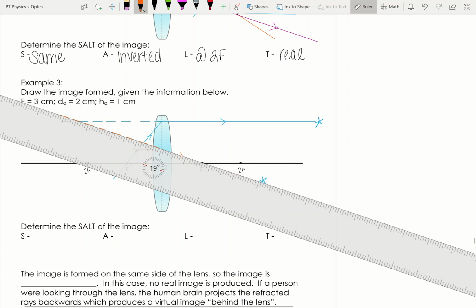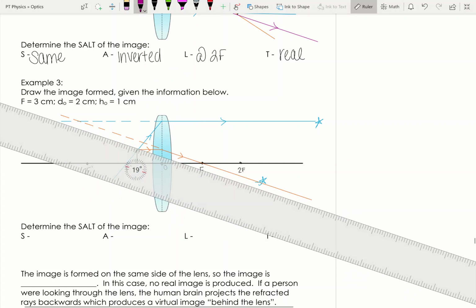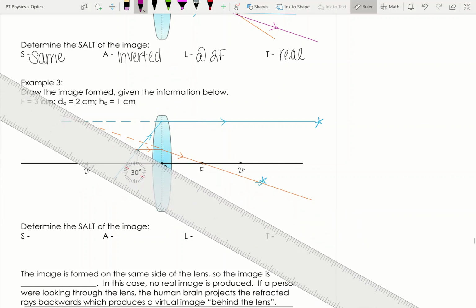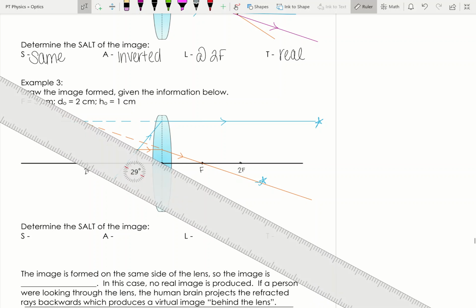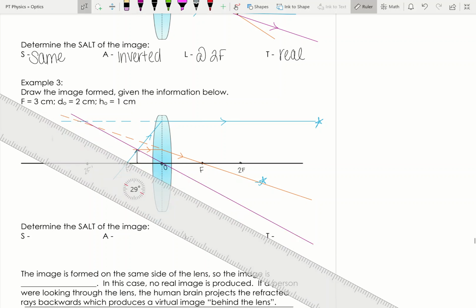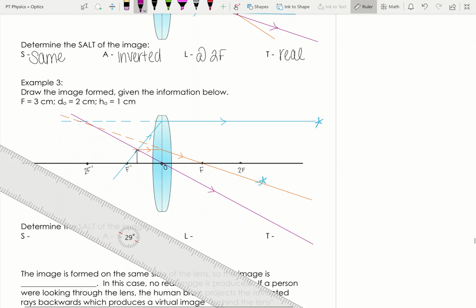And then my pink ray, or purple, whatever color you want to call it, goes through O and this doesn't change, so it goes like this. So my 3 lines cross back here.